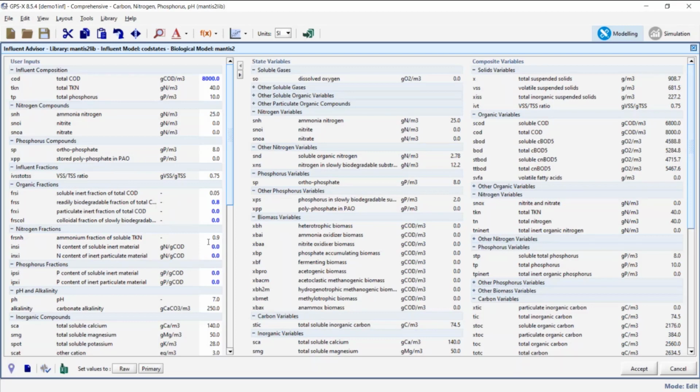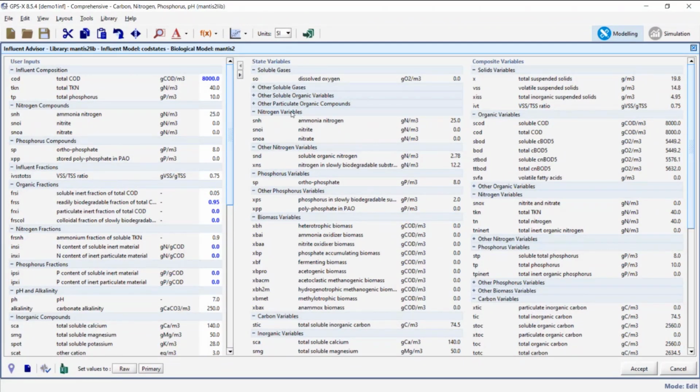And we can see here that that's now pushed us into maybe a more regular value of BOD. So it's 8,000 COD, and over on the right-hand side, 5,200 for BOD. If I really wanted to make it very, very biodegradable, I could even make this 0.95 here, and then push the BOD up a little higher.